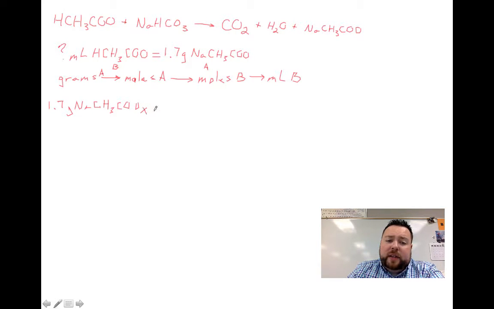And now I need to use my dimensional analysis in order to get out of grams of sodium acetate and into moles of sodium acetate. So what I'm going to do is put grams of sodium acetate on bottom. And the reason for that is that one of the beauties of dimensional analysis is that it helps you cancel out any labels.